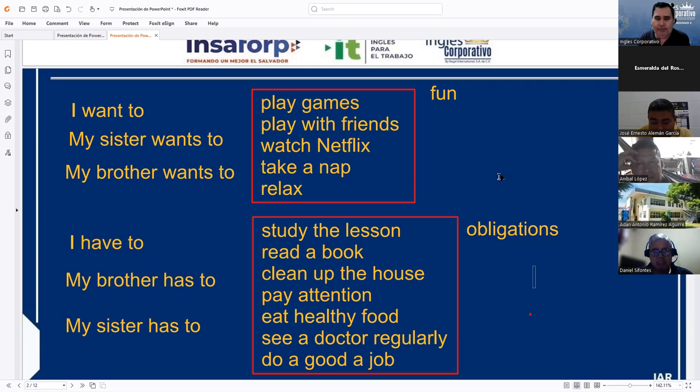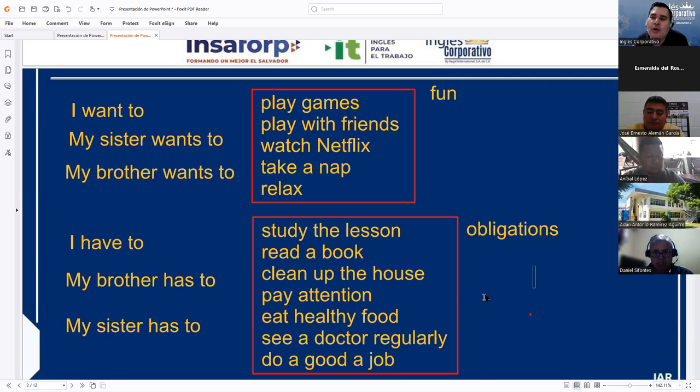No. These are obligations. I have to study the lesson. I have to read a book. My brother has to clean up the house. My brother has to pay attention. My sister has to eat healthy food. My sister has to see a doctor regularly. My sister has to do a good job.